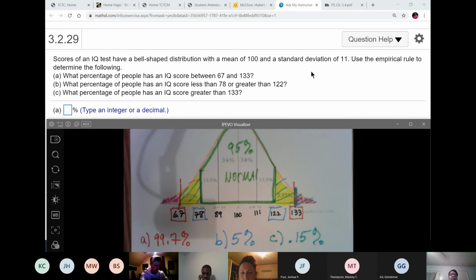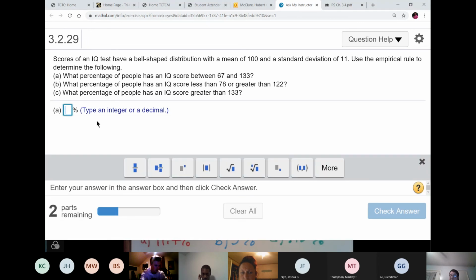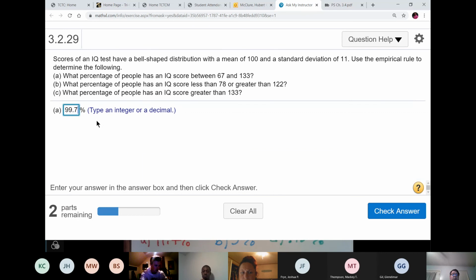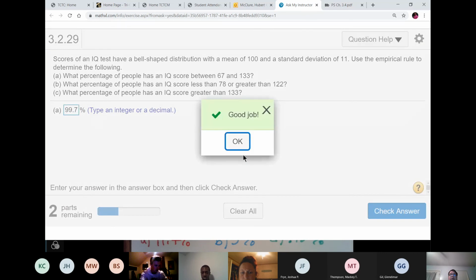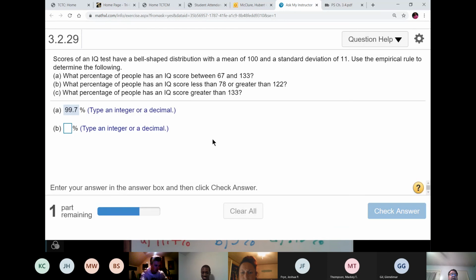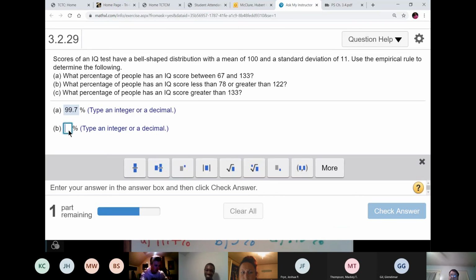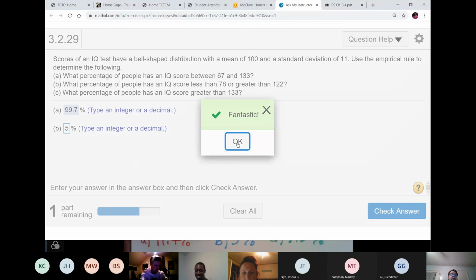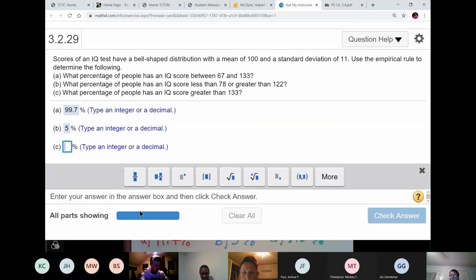Okay, so let's type them in. First one is 99.7. Okay, you're gonna have to do something about that dog. All right, B is 5%. Josh, mute your mic. And C, oh, I got to check answer. And C is 0.15.